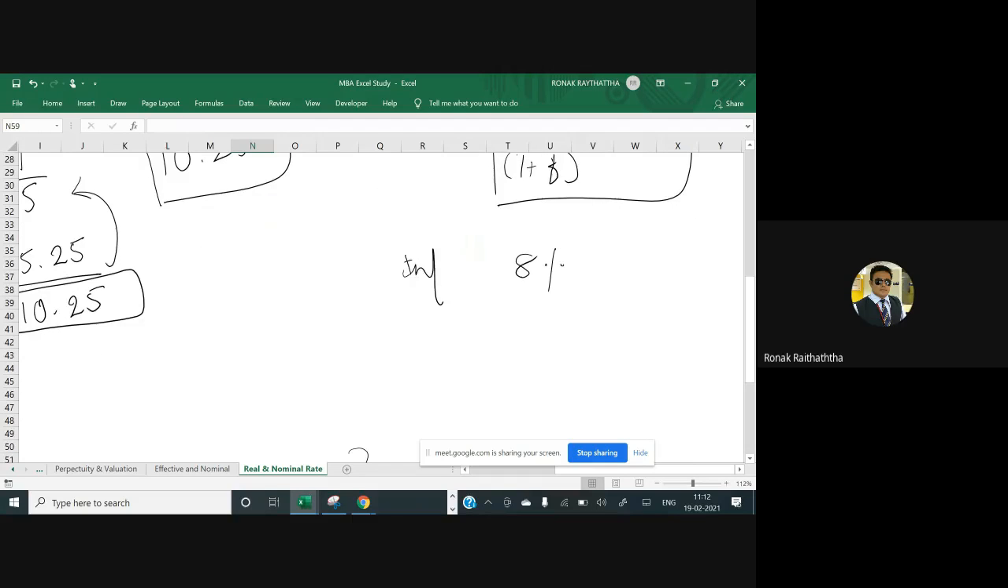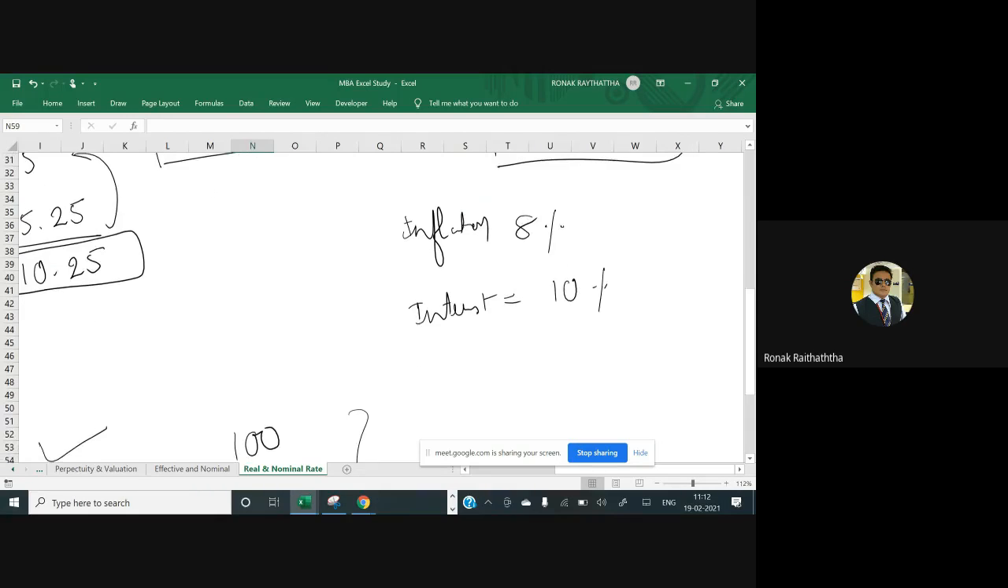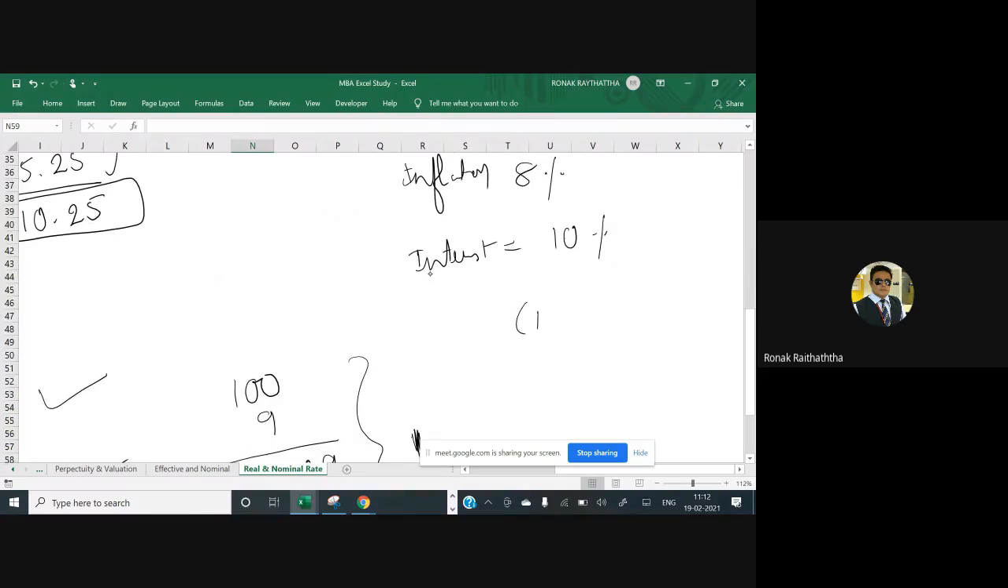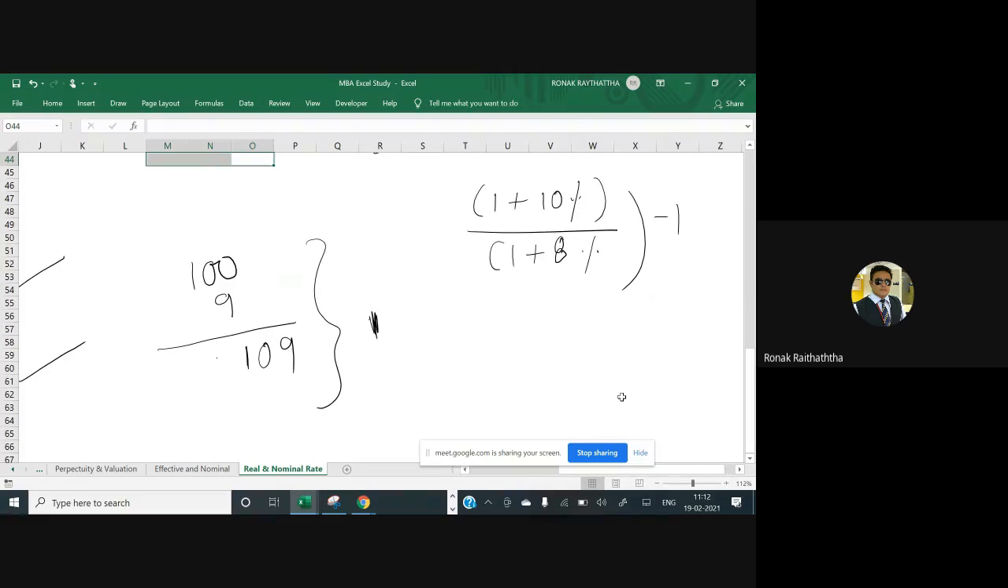And you get the interest rate nominal is 10%. Then how will you be finding it? So how would these two answers be different from each other? Let's see that. The interest rate, which is the I in this case, I would be putting 1 plus 10%, and in the denominator I would be putting 1 plus 8%, and from that I would be doing minus 1. So effectively it's 1.10 divided by 1.08 minus 1.